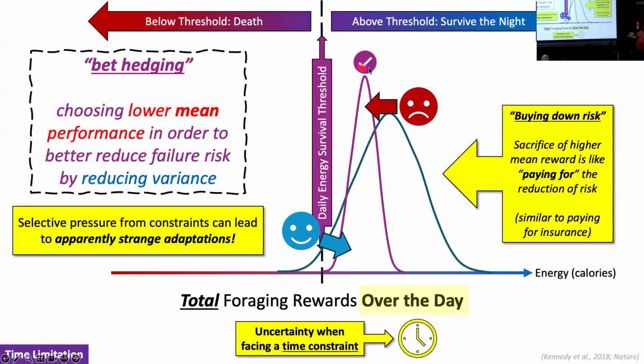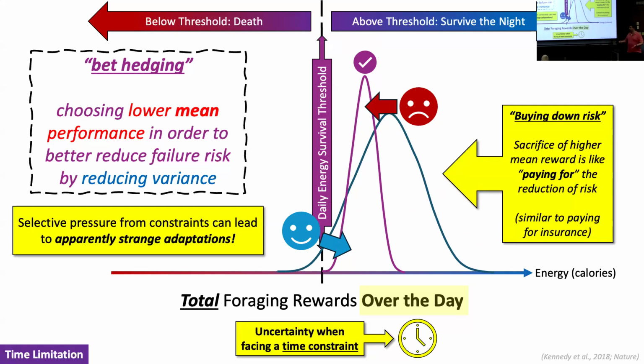But this alternative foraging strategy that has fewer calories on average at the end of the day also has a lot less variance. And so, although it's very possible for my blue foraging strategy to give me very high returns, it also opens up the possibility that I'm not going to survive.